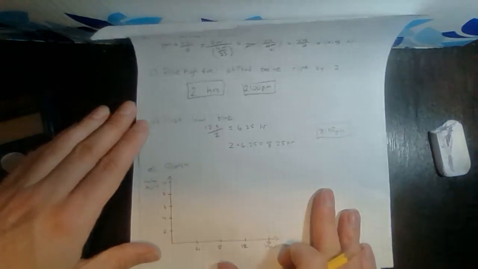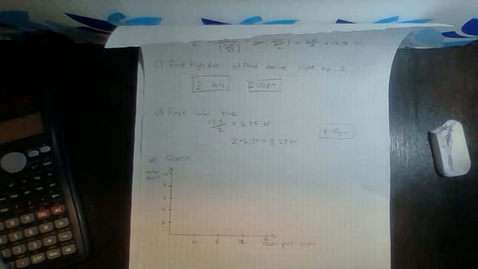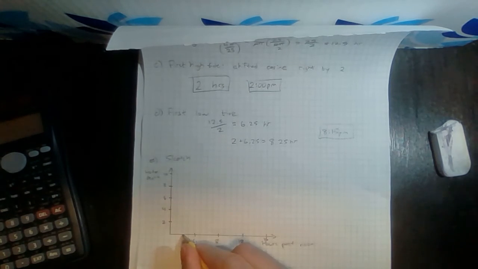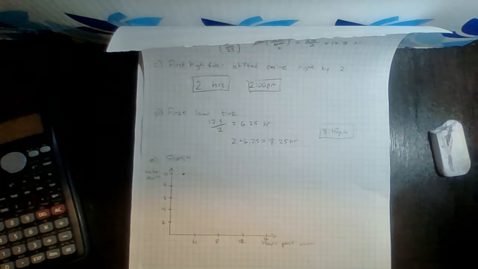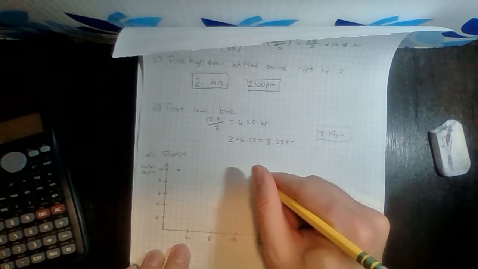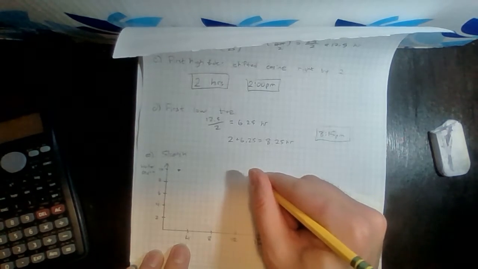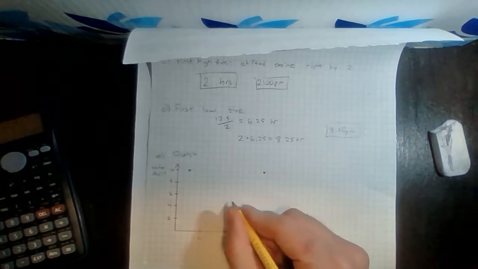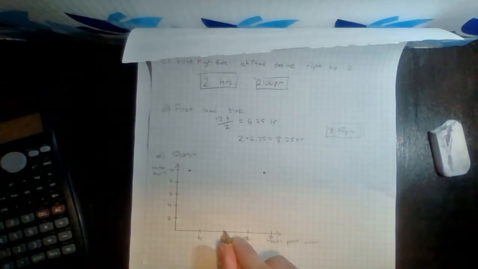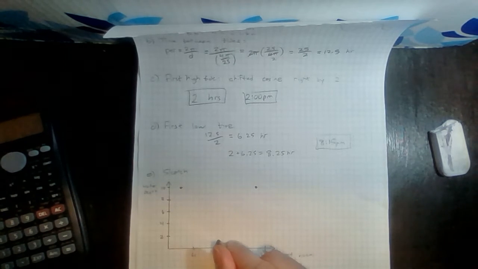We're also asked to sketch this. So we can use all this information that we've gotten. At 2 hours we're at high tide, and high tide was 10 meters. 12.5 hours after that, so 14.5, we're at high tide again. At 8.25 hours, we're at low tide, and low tide was 1.2 meters. We're around here.